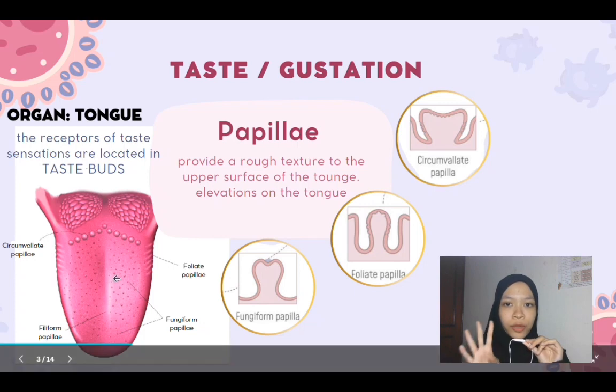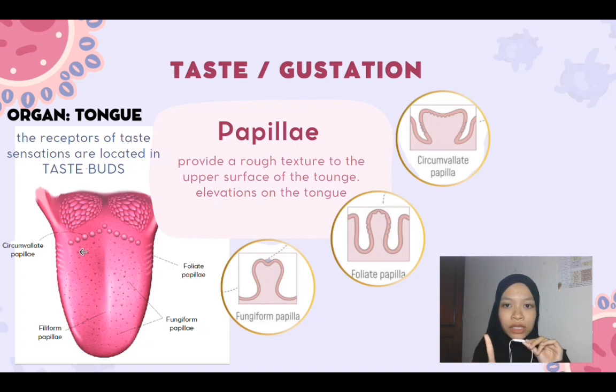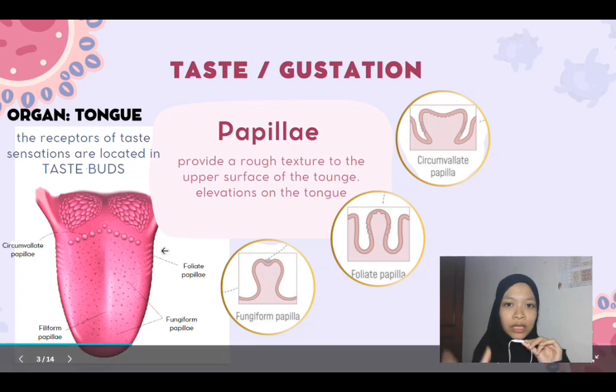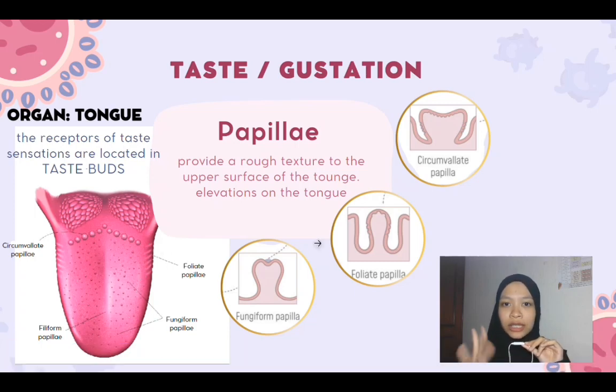There are three types of papillae that contain taste buds. The first one is circumvallate papillae, the next is fungiform papillae, and the foliate papillae. The taste buds are located on the tops of fungiform papillae and on the side walls of foliate papillae and also circumvallate papillae, while filiform papillae do not contain any taste buds.